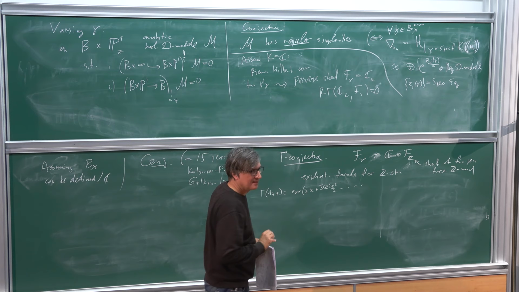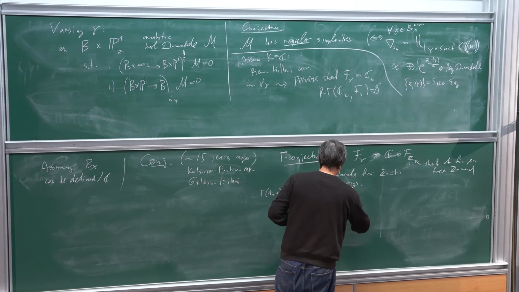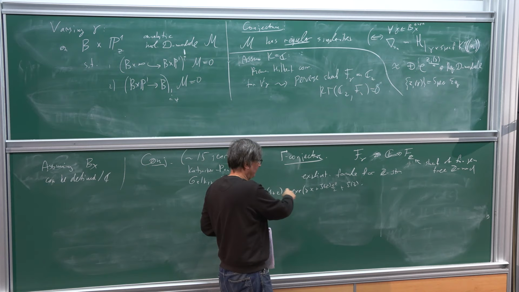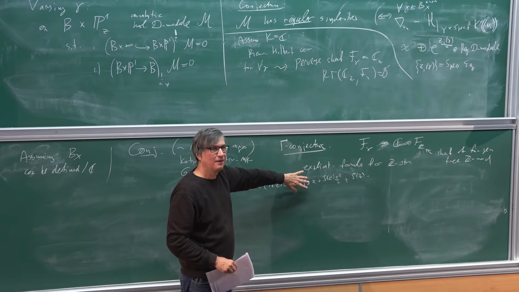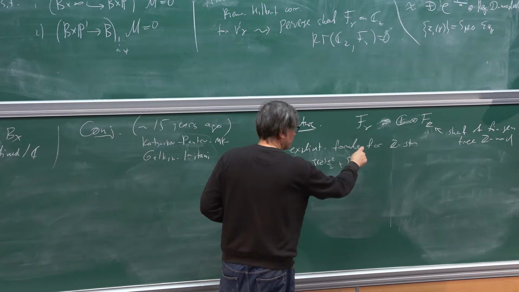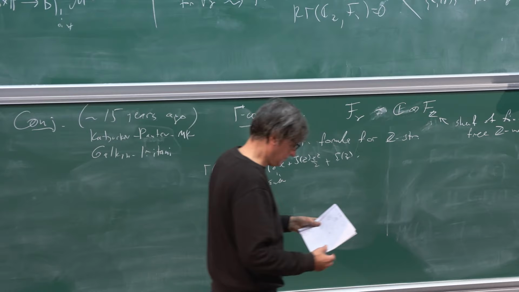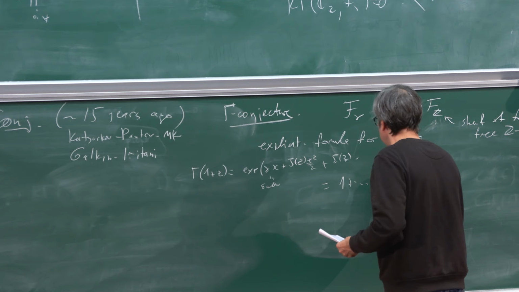There are some transcendental numbers here. Consider gamma of 1 plus x? Yes, I forgot exactly the formula, but it can be expanded near 0. And you have the Euler constant, plus values of the zeta function at positive integers, with some multiples. So it's some series, 1 plus something in a series of x.